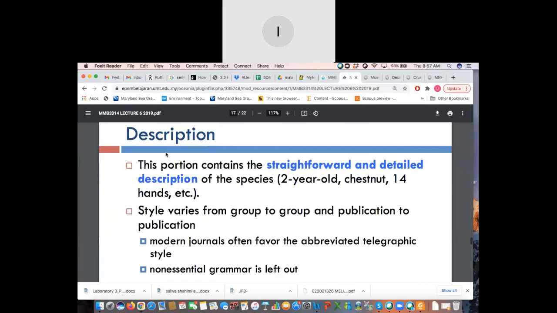Again, a description, as I've shown you now, contains a straightforward and detailed description of the species. Teal, chestnut, 14 hens, etc. Again, like how I showed you just now.